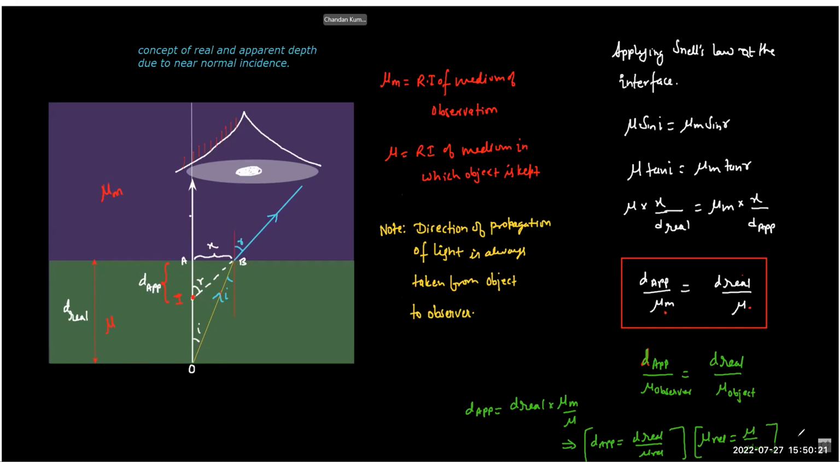Now again, if it is not near normal, can we get the same answer? Can we convert sine into tan I? The answer is no. In that case, the value will depend on x actually. So things will change. Is this clear? Yes.